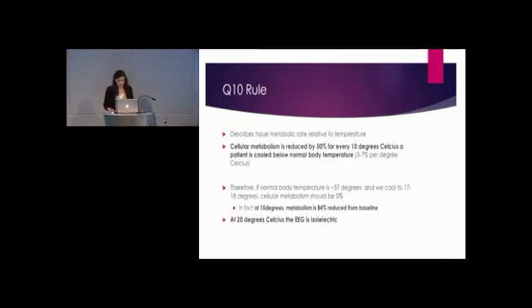So what's the Q10 rule? This just reiterates the knowledge already mentioned that metabolism decreases with decreasing temperature. The EEG is often, but not always, isoelectric at 30 degrees. And it should be noted that the temperature at which a patient is isoelectric varies widely. When we're at 15 degrees, the total cerebral metabolism is reduced somewhere around 84% from its baseline.